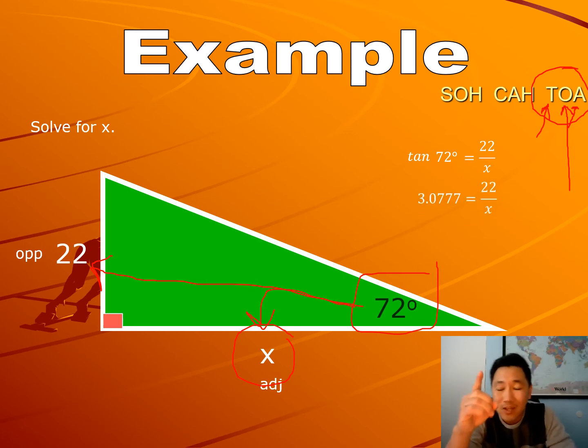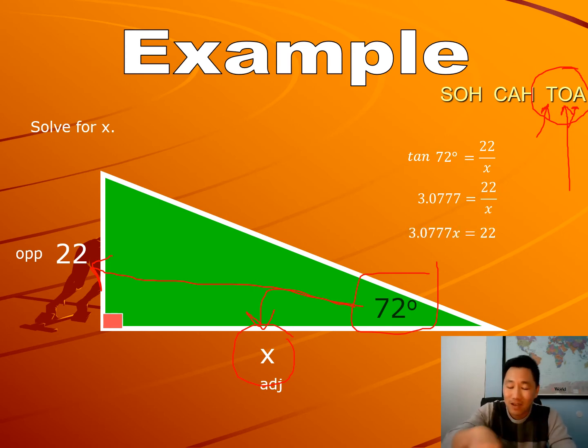Now, this is an algebra problem where you have to solve, but the x is on the bottom. How do you do that? Multiply both sides by x, and then divide by the decimal. X is approximately 7.1482. All right. That is how you solve for the missing sides when you cannot use Pythagorean theorem.